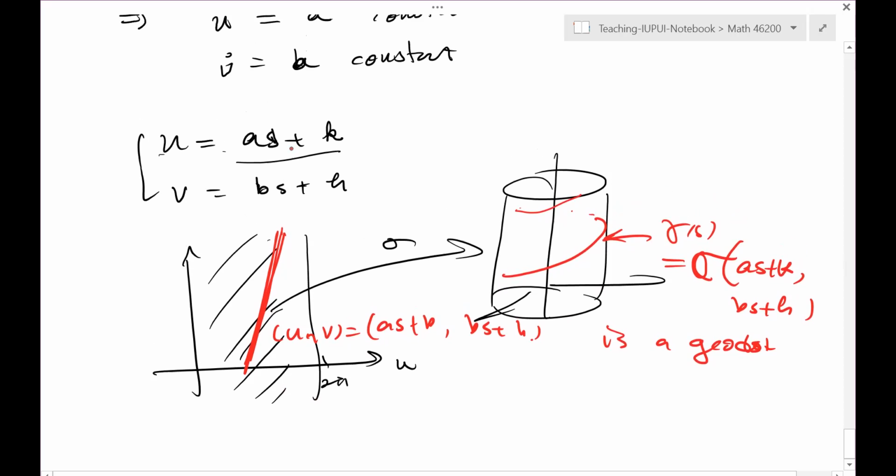We solve that, and in some special cases you can compute it completely. And this sigma, if you view the UV plane as a two-dimensional plane in three-dimensional space, then sigma can also be viewed as a local assumption between the plane and the surface. Anyway, so gamma of s, which is the image of this curve under sigma, is a geodesic.